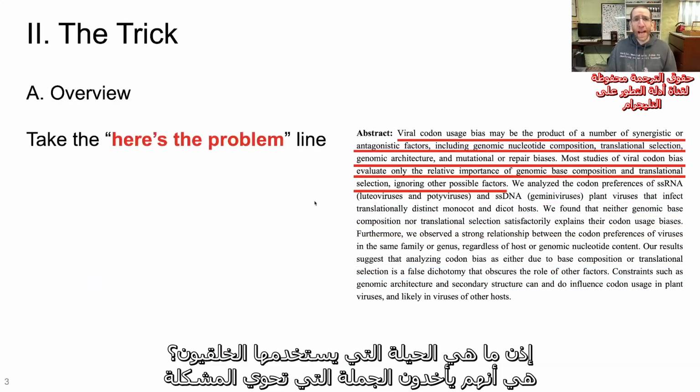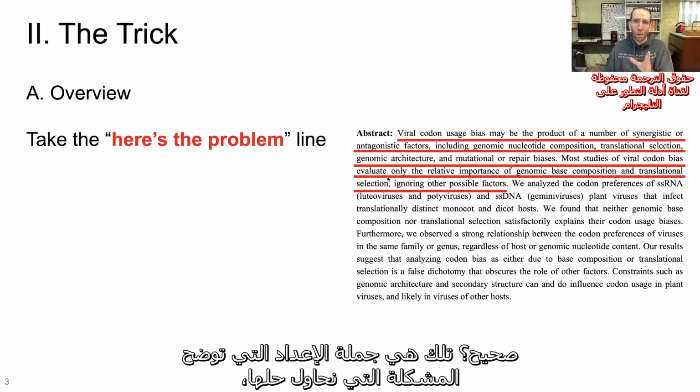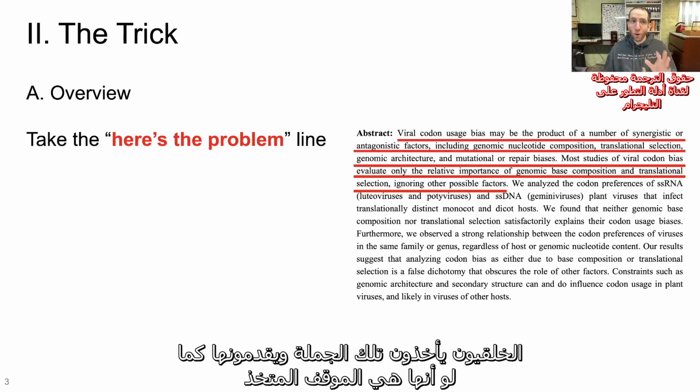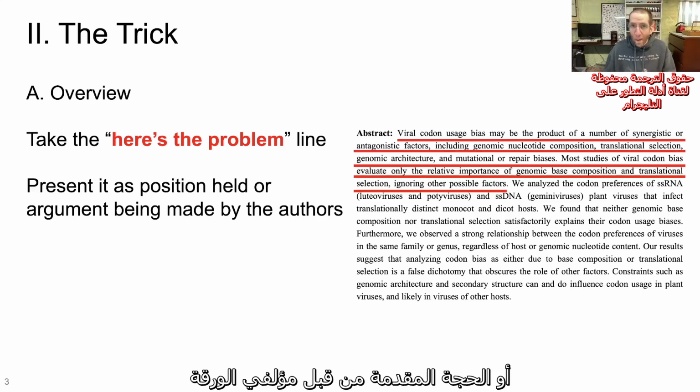So what's the trick that creationists use? Well, what they do is they take the here's-the-problem line, right? Like in my paper here, most studies of viral codon bias evaluate only A and B, but they ignore all these other factors, right? That's the setup line. That's the here's-the-problem-we're-going-to-try-to-solve line, right? Creationists will take that line and they will present that as though it is the position held by, or the argument being made by, the authors of the paper, right?